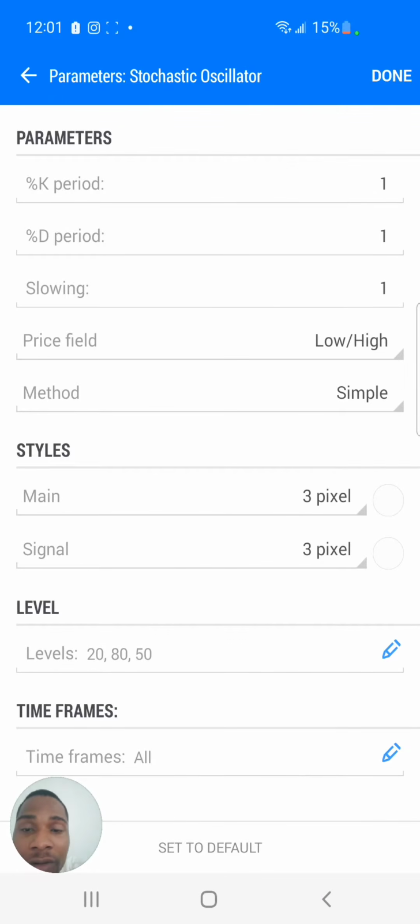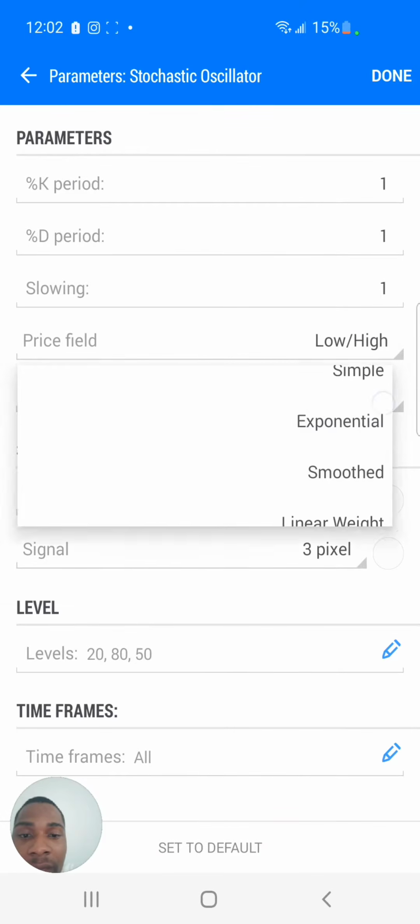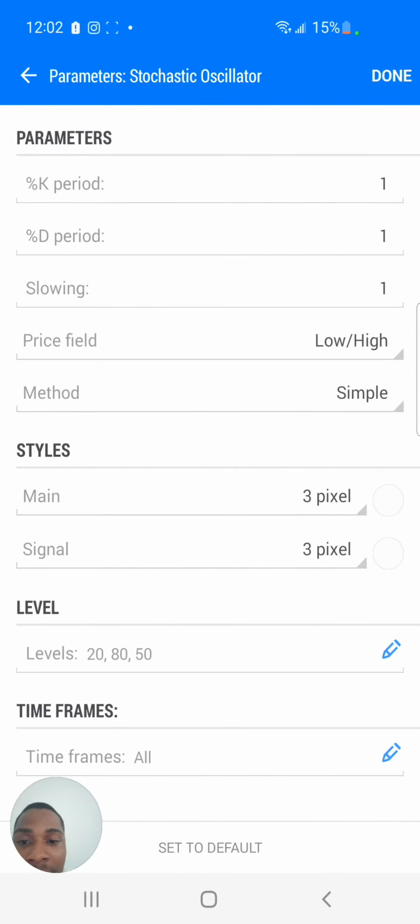These are the parameters. Also take a screenshot. K period, you put it 1, D period, put it 1, slowing 1, then price field low/high. Method, you make it simple. Then the main 3 pixel, the signal 3 pixel.